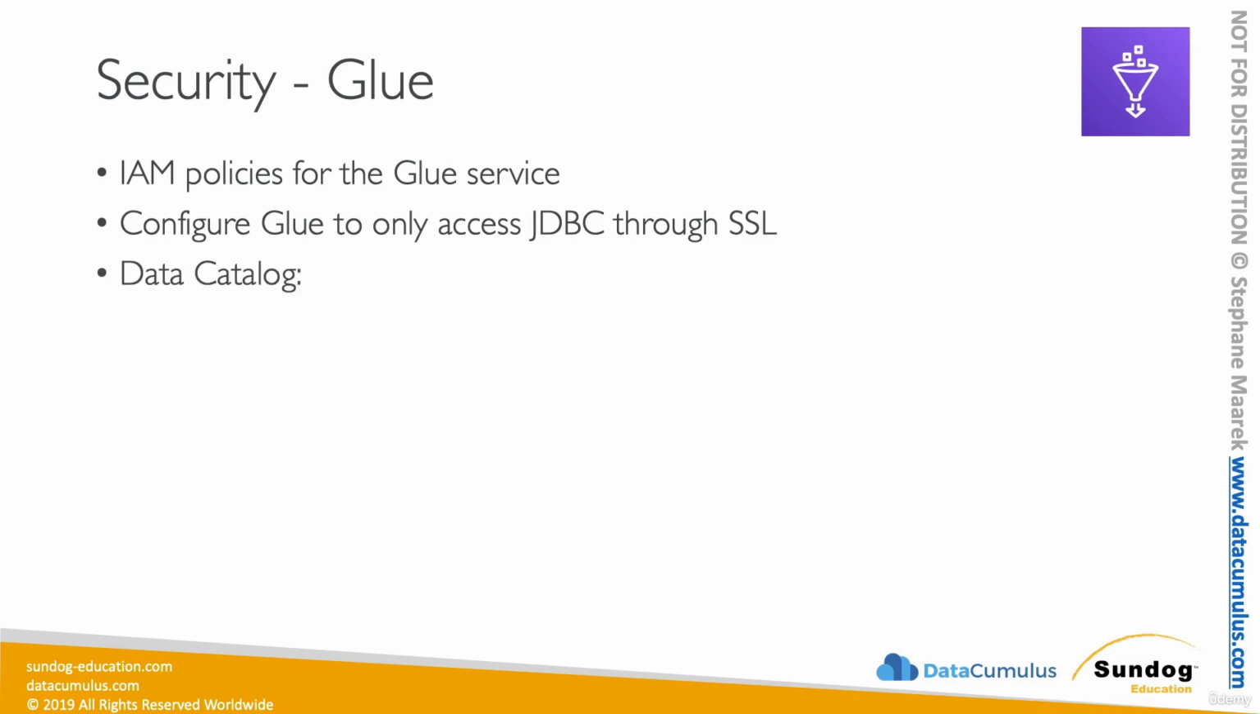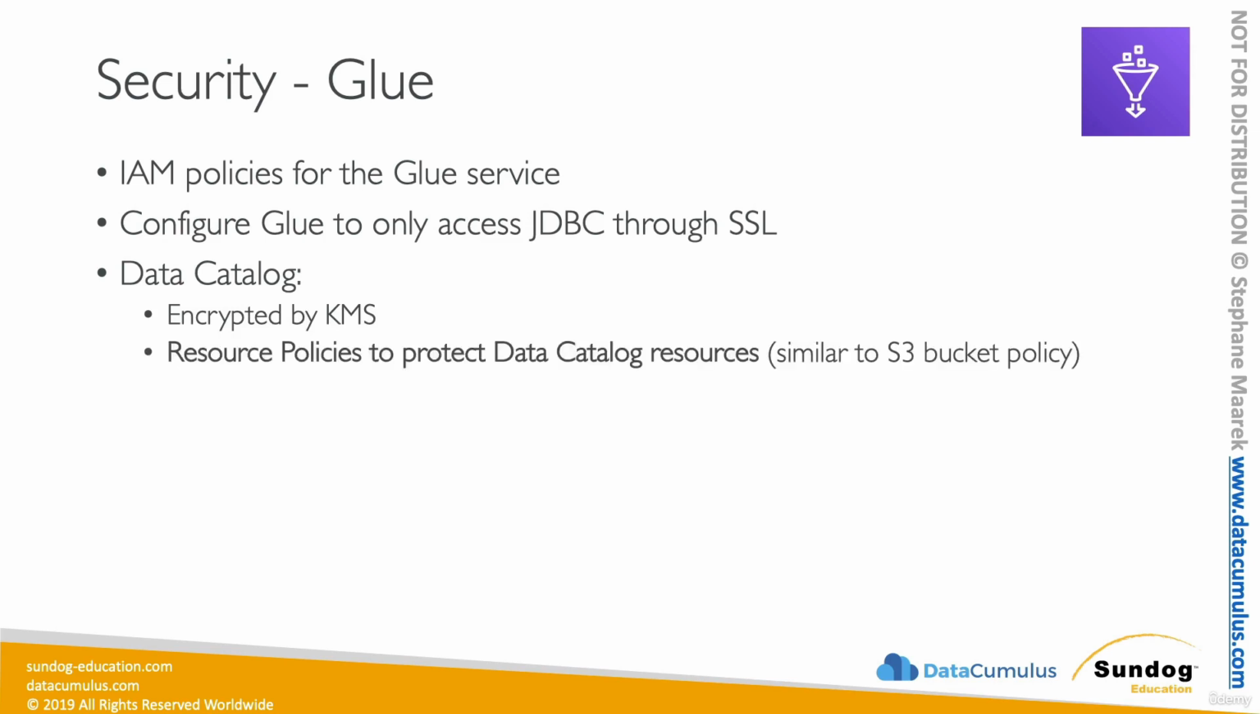The data catalog, very important to understand this and remember it from the security standpoint. First of all, you can encrypt the data catalog by KMS. So that means you make sure that your data is encrypted at rest, but also you can create resource policies that can protect the data catalog resources. So this is very similar to an S3 bucket policy. When we have an S3 bucket policy, our S3 bucket is protected against unwanted access, and we can define that in the bucket policy. We have the same concept with the data catalog resources. We can create resource policies to protect these resources, and that's something to remember going into the exam.